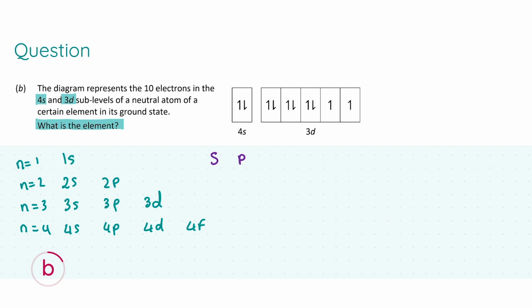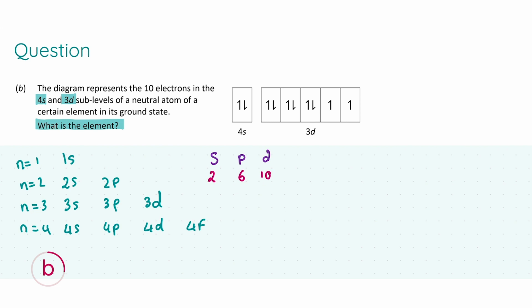So s, p, d, they're the only ones we're going to need. So s can hold 2 electrons. P has 3 orbitals, and each orbital can hold 2 electrons, so that can hold 6 electrons. And a d sublevel can hold 10 electrons, so it has 5 orbitals, which each can hold 2 electrons, so it can hold 10 electrons.